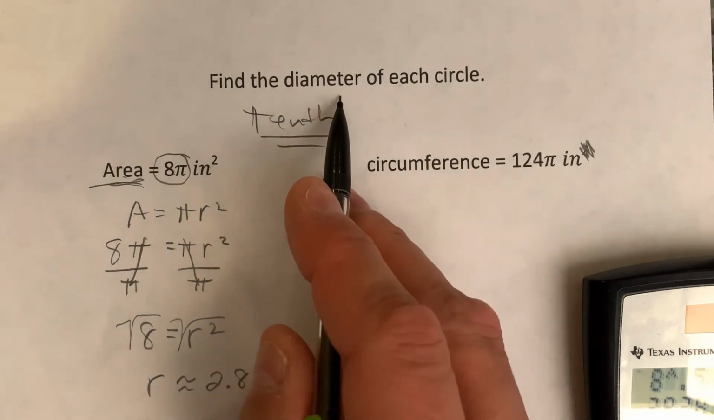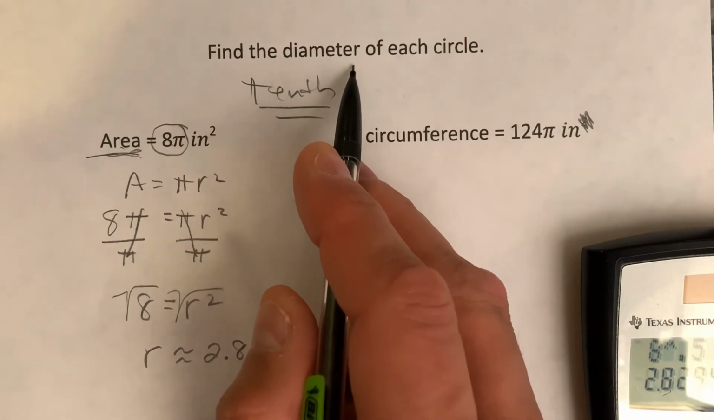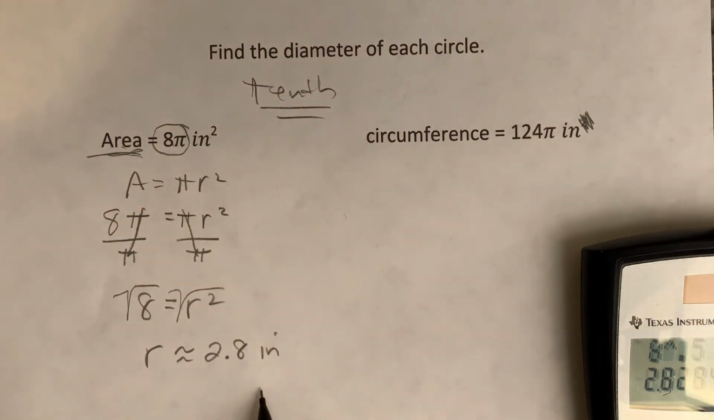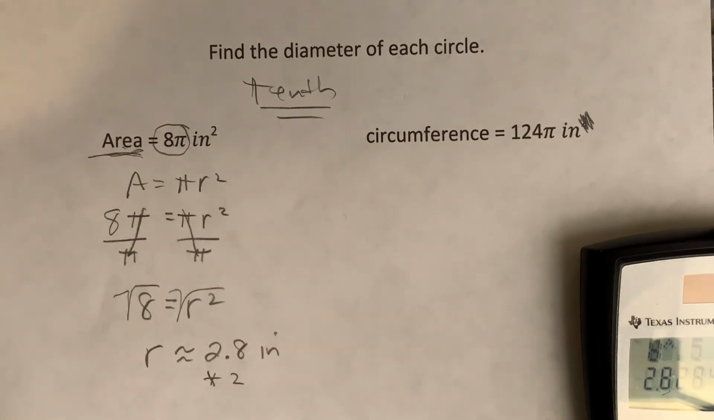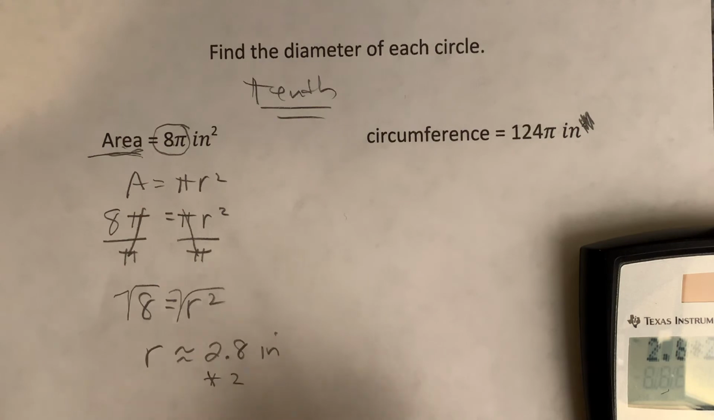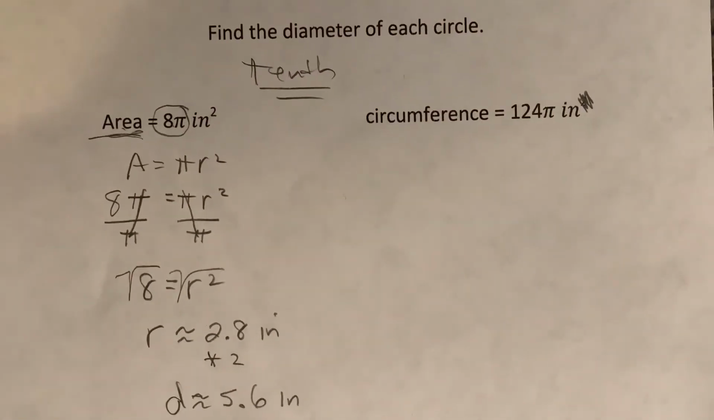Remember what it asks us to find? It wants the diameter. So to find the diameter, I'm going to have to take this and do what with it? Hopefully somebody's thinking in their heads there. That's right. You have to double it, times 2. So take the 2.8 times 2, which is 5.6. Here we go, it's 5.6. And we get a diameter of about 5.6 inches. Okay, sorry about cutting that off there.